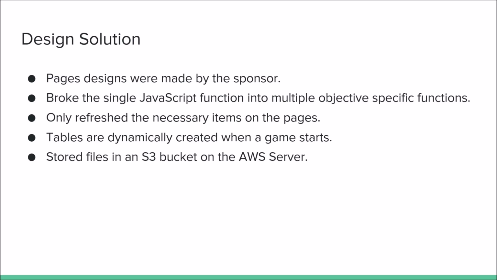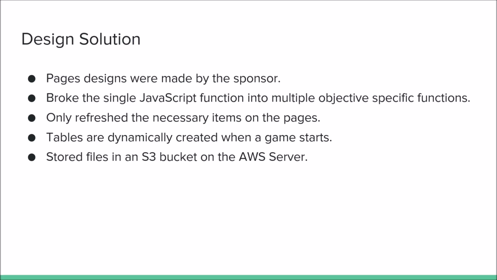We took the JavaScript for all the sports and broke them up from one single function into multiple objective-specific functions. So basically everything that was mentioned in the specifications page is its own function now, which makes it a lot more compact and readable. The page only refreshes the necessary items, so team names, which will never change during the game, don't need to be refreshed, and we made it do that.